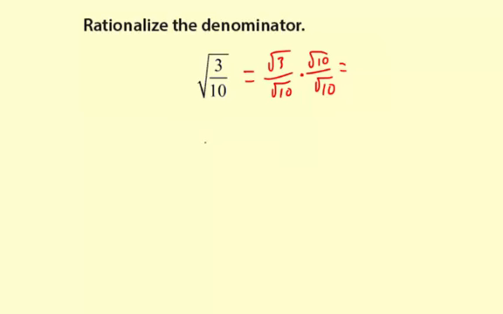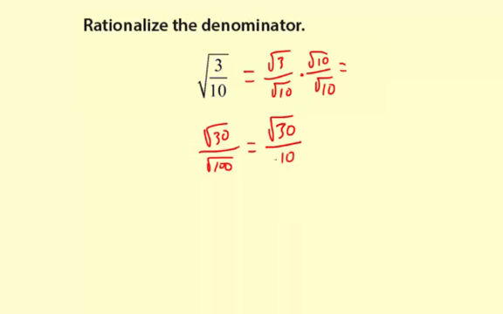radical 3 times radical 10 is radical 30, and radical 10 times radical 10 is radical 100. And I say radical, in this case it's square root, so maybe better to be specific and say square root 30 over square root 100. Square root of 30 cannot be simplified, so I'm just going to leave that. And the square root of 100 is 10.